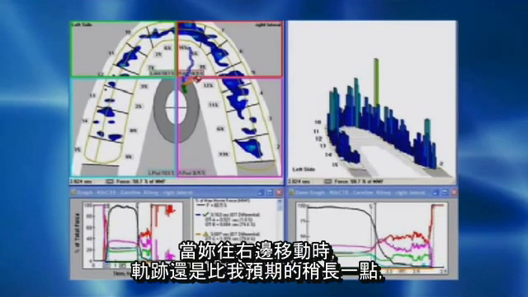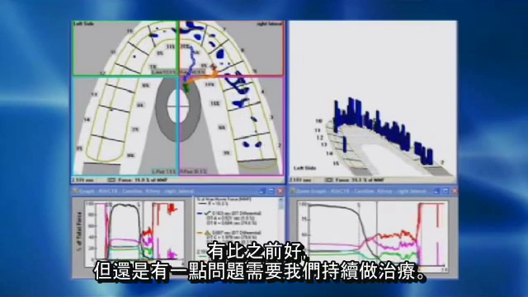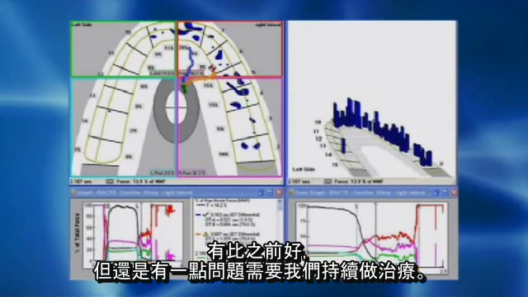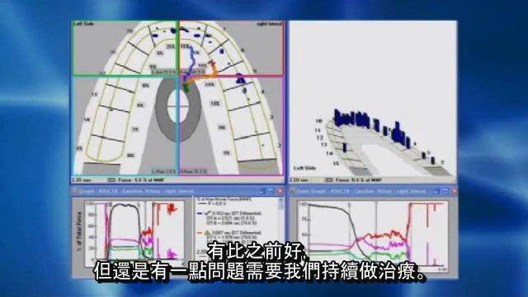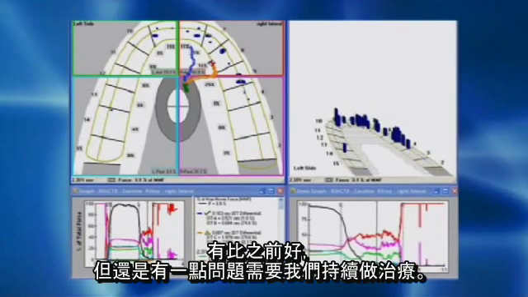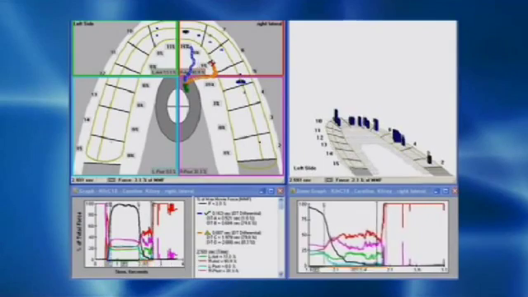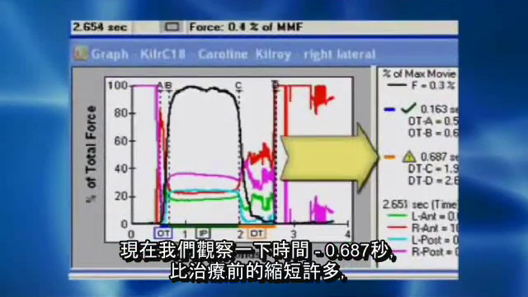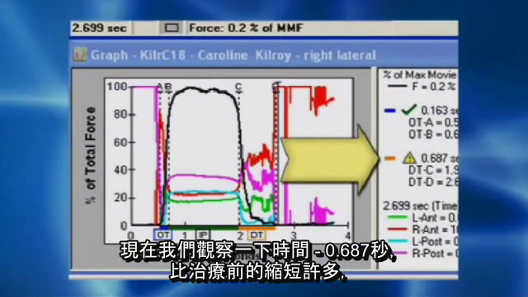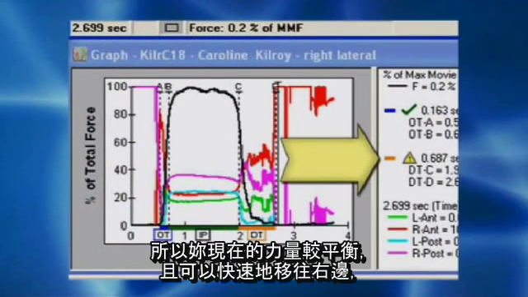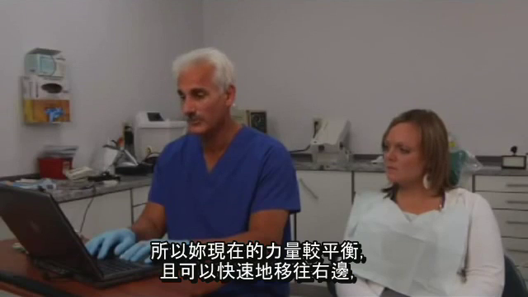your right side stays in play a little bit longer than I would like. It separates much better, but there's still a little bit of drag on your right side, so we have to go back and work on that. You can see that your middle and your middle of your right side stays together, and that we want to improve. Right now, your disclusion time is 0.687 seconds, which is a lot shorter than it was pre-treatment. Pre-treatment, it was much longer than that. So your center of force is now more balanced, and you disclude much faster going to the right.